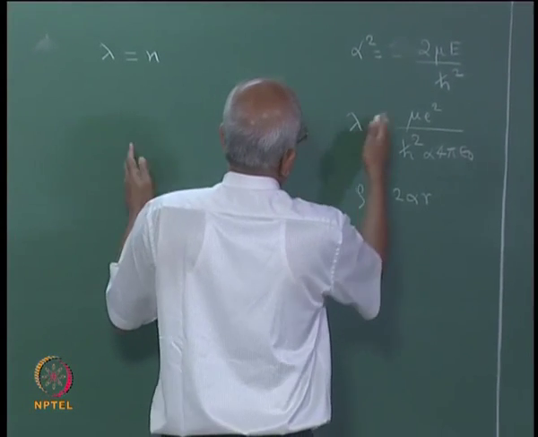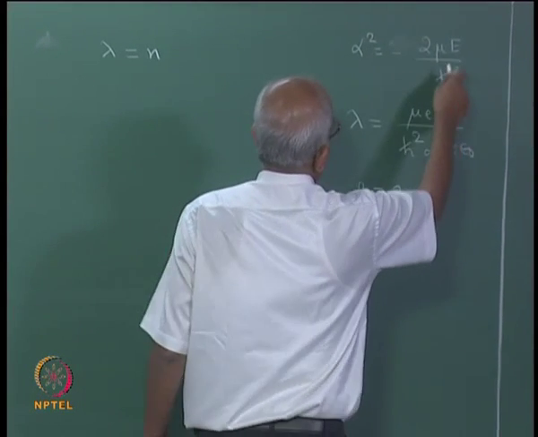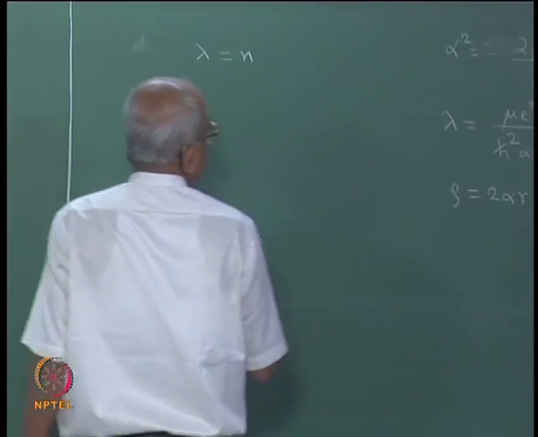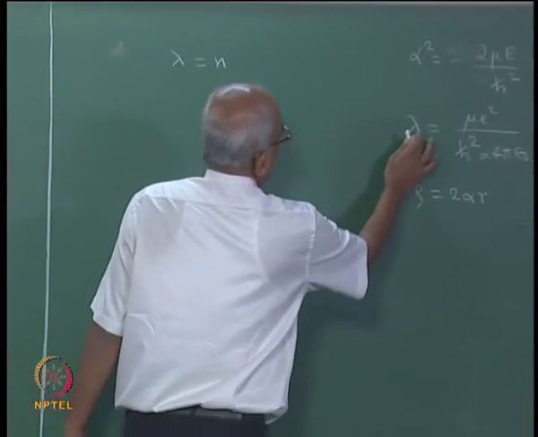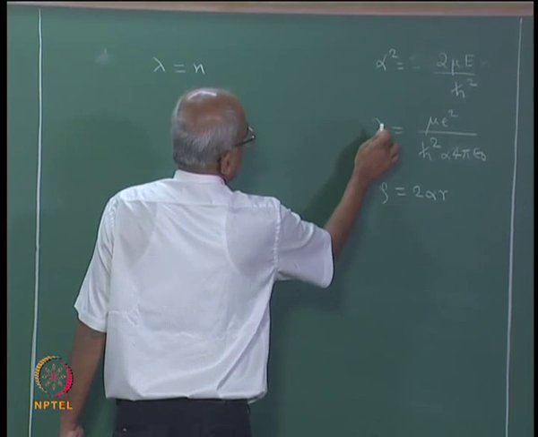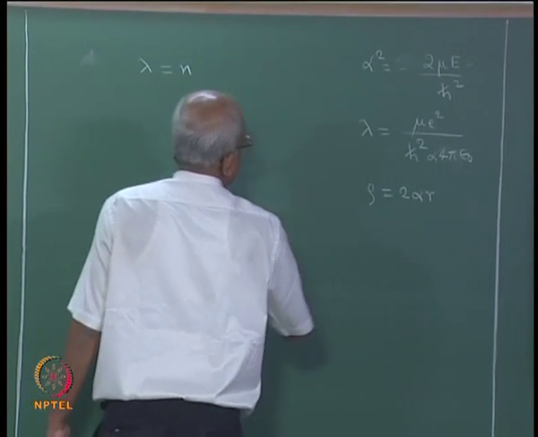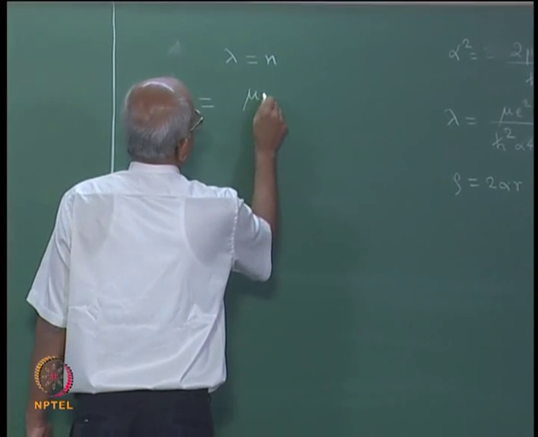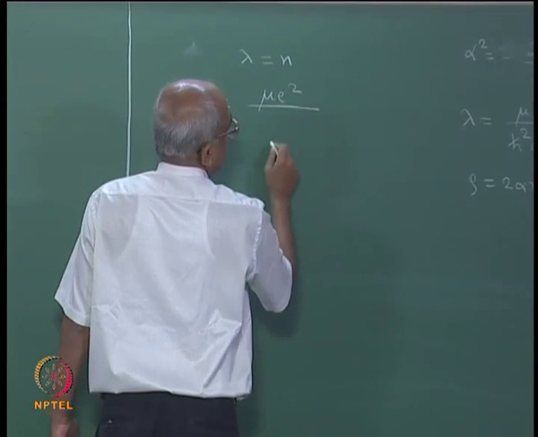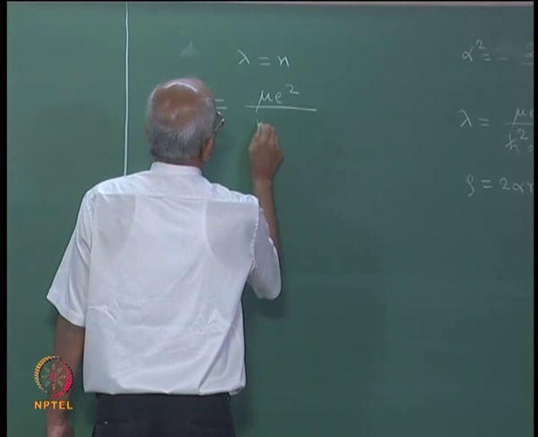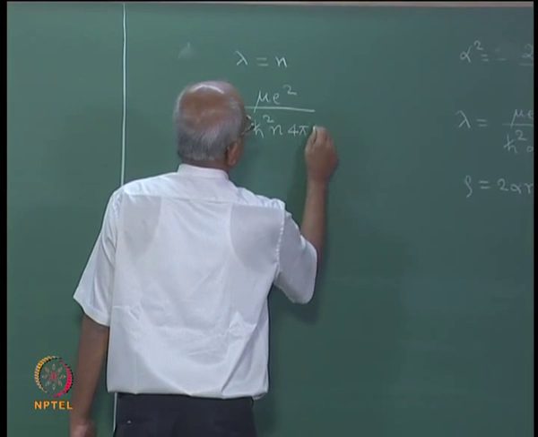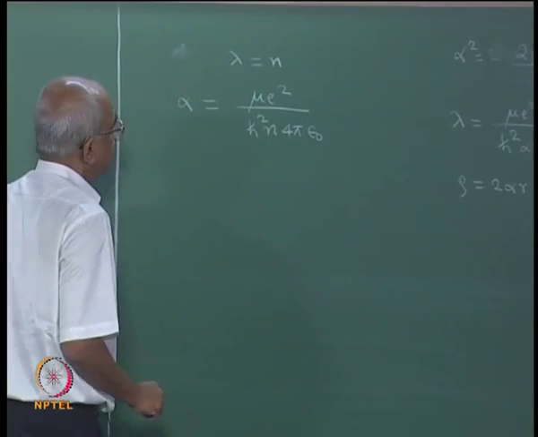And we were in the process of eliminating lambda and alpha, so that you will have an expression for E. So, let me do that. Lambda is equal to n. So, I am going to put here n, and I shall get an expression for alpha. So, what will be alpha then? It is going to be mu e square divided by h cross square n 4 pi epsilon 0. This will be your alpha.